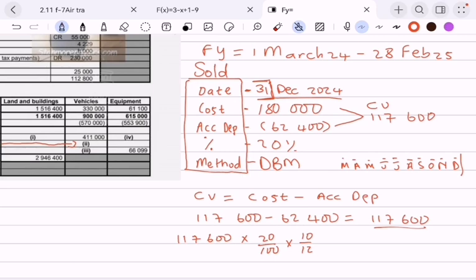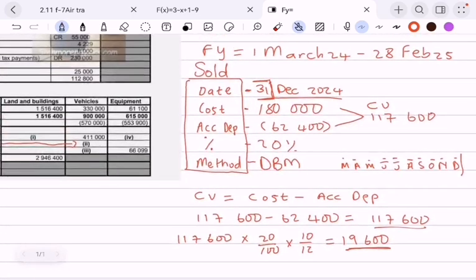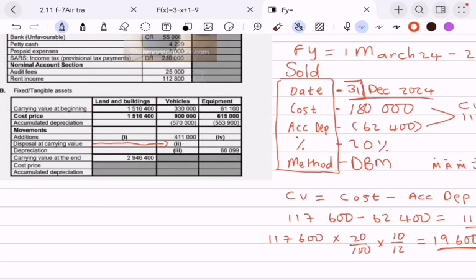That is going to be 117,600 multiplied by 20 over 100, or 20%, times your 10 months out of 12. And you will get your 19,600. So meaning this is the current depreciation of your sold asset. Beautiful. But you're not yet done. Remember, we're looking for the carrying value.